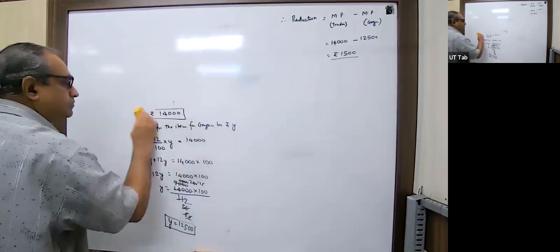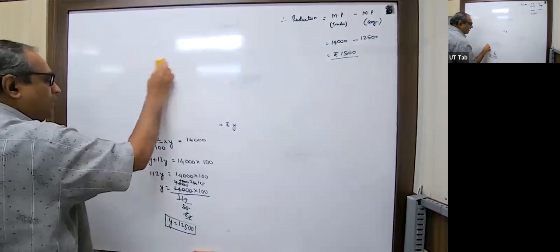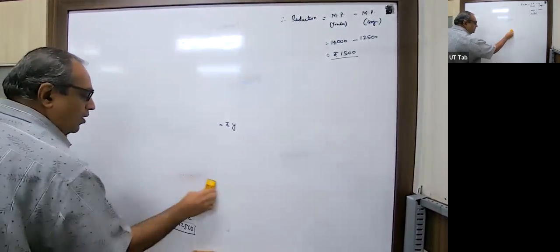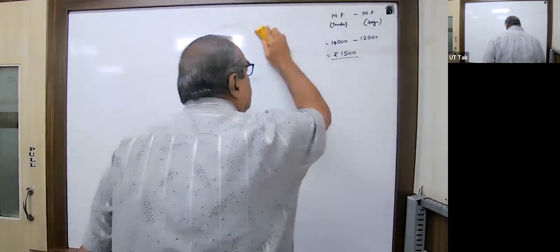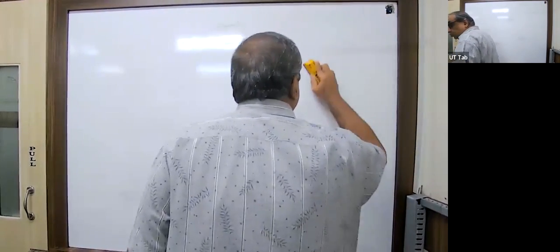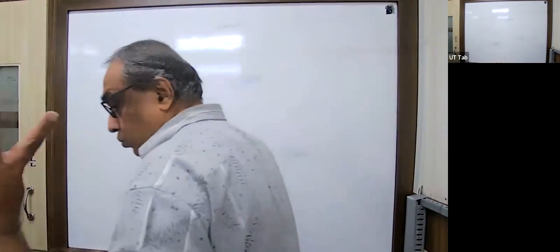What is a quadratic equation? A quadratic equation is an equation in which the degree or the power of the variable is 2. Okay? Degree of the variable is 2. Highest power of any term is 2.